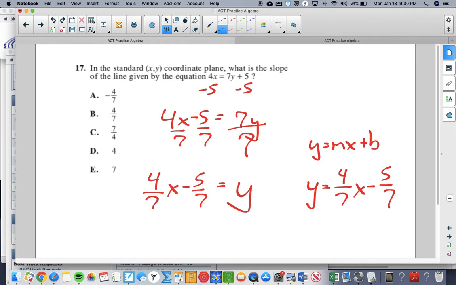So 4/7. Oops, I just crashed my son's semi-truck. The solution there would be 4/7, is in the slope position.